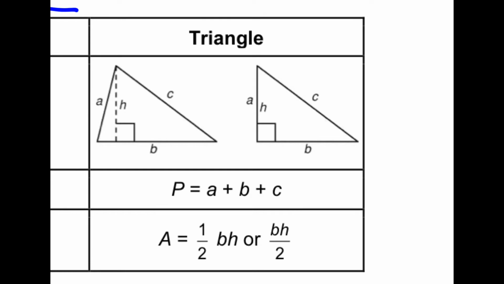The perimeter of a triangle is the same, just add up all the side lengths, A, B, and C. But for the area, we cannot necessarily just use the side length, we have to use the base and the height. So that height is perpendicular from the base. It forms a 90-degree angle. For right triangles, that's going to be the outside side lengths. But for a triangle like this, to find the area, we use the height instead of this measurement, A. So 1/2 times the base times the height, or base times height divided by 2.